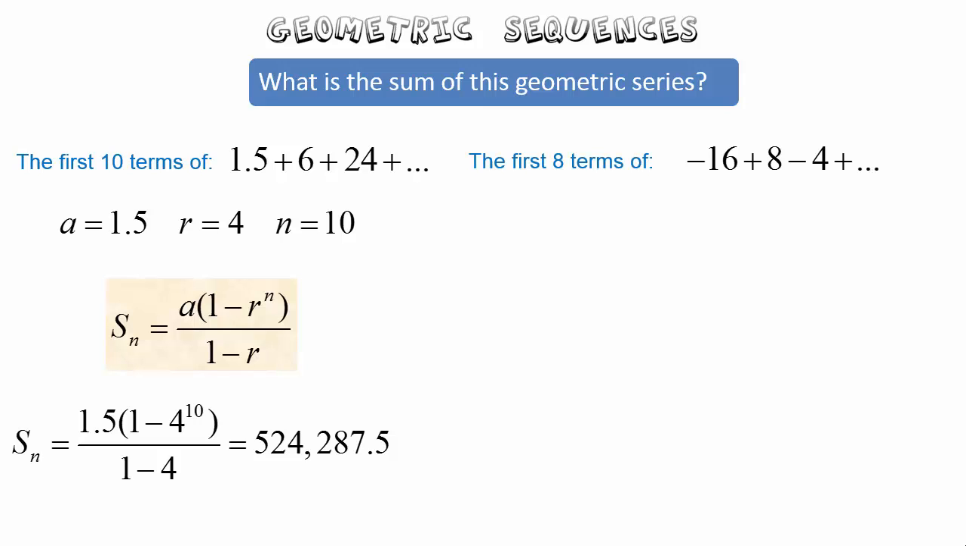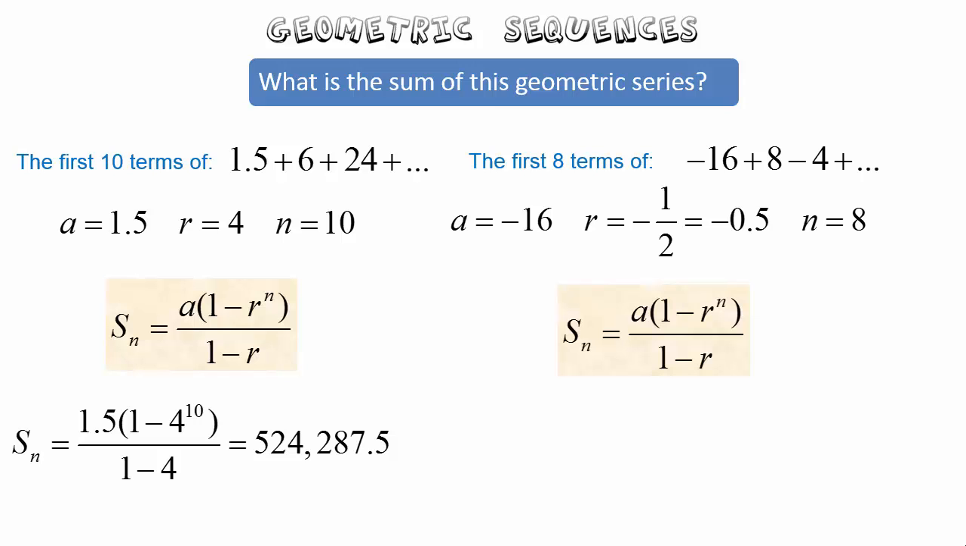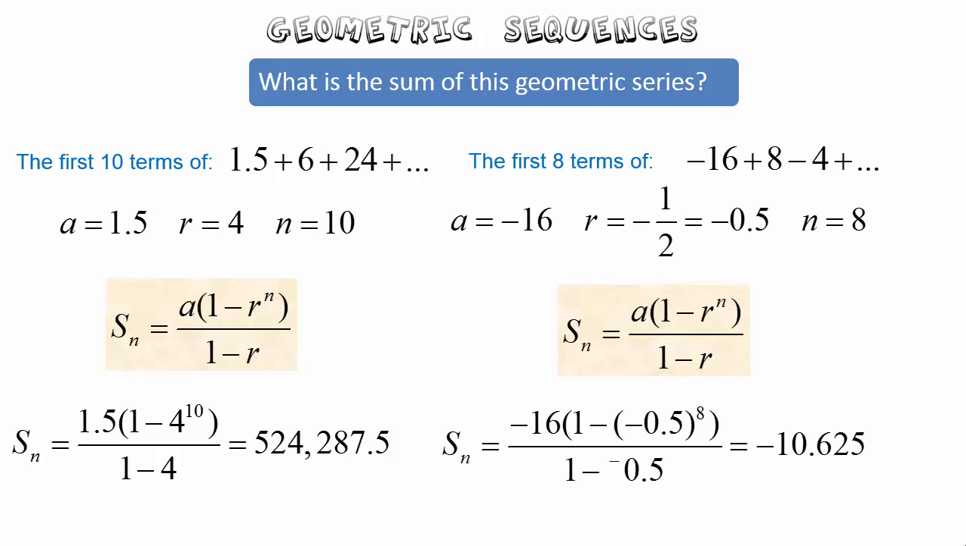Let's try another one. The first 8 terms of that geometric series, negative 16 plus 8 minus 4 and so on. Again, the first term is negative 16. The common ratio is negative a half or negative 0.5, and 8 is the number of terms we want to sum. Substituting in our formula, in this case the sum will be negative 10.625.